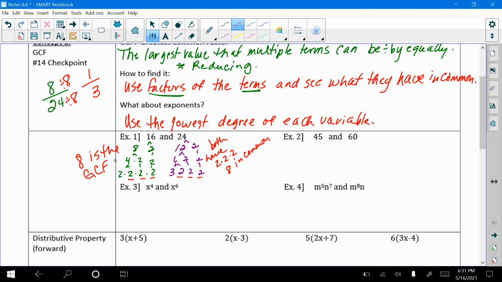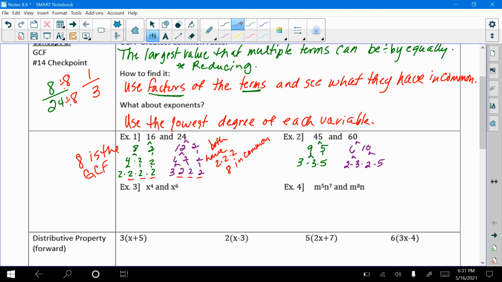All right, so if I look over here at 45 and 60, 45 can be broken down to 9 times 5, and 9 is 3 times 3. Bring down that 5. 60 can be broken down to 6 and 10, which would be 2 and 3, and 10 breaks down to 2 times 5.